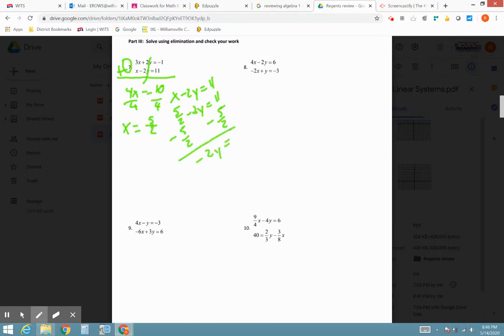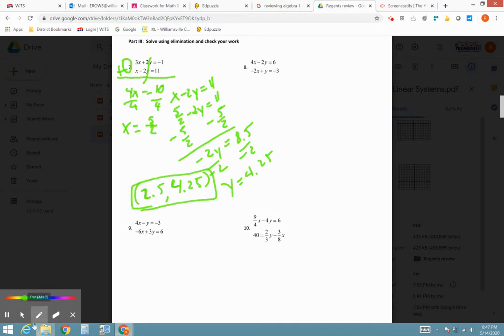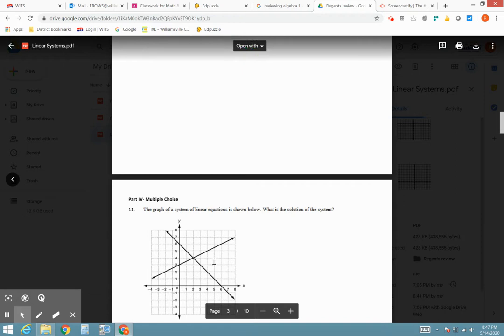So let's see. 5 divided by 2 is 2.5. So 11 minus 2.5 is 8.5 divided by negative 2, and I'm going to get 4.25. So I get 2.5, 4.25. Not really great, but that's the way you do it. What else do we have?